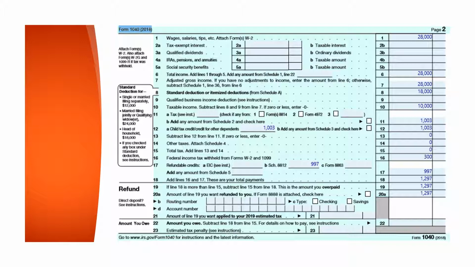Line 13, you subtract line 12 from line 11, so that is 0. You don't have any other taxes, so your total tax on line 15 is 0. In our example, you had federal income tax withheld that can be found in your Form W-2 of $300. Next, we go to line 17. In our example, you can get an additional child tax credit since you didn't use up the total $2,000, which we will calculate on the next page.